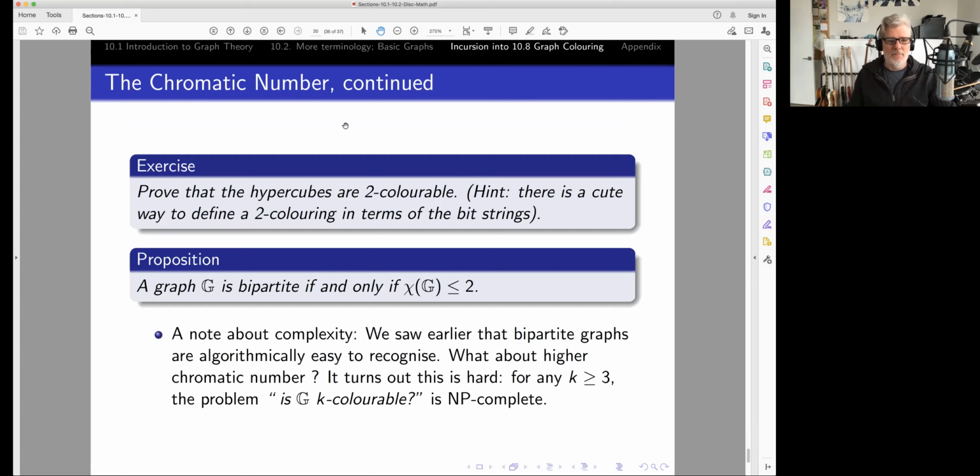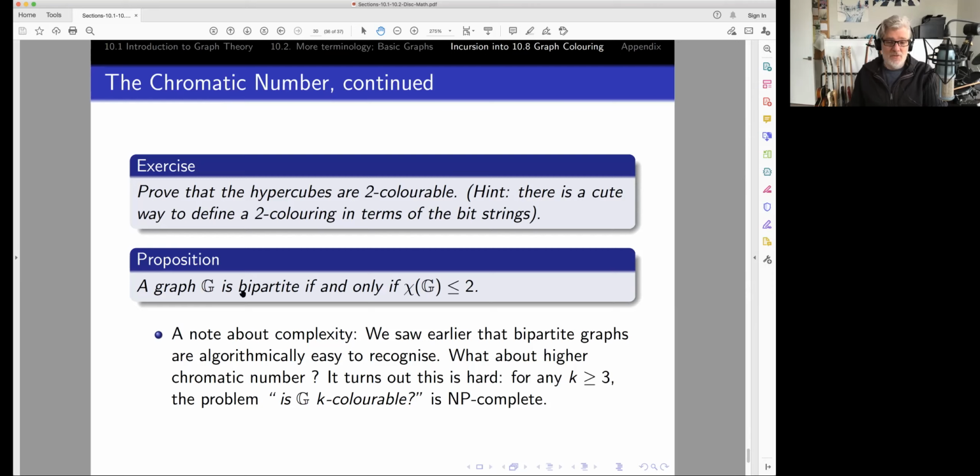Okay, chromatic number. So exercise: prove that the hypercubes are two-colorable. Basically you want to provide a two-coloring of any hypercube. The hint is that there's a very, very simple, cute way to determine the color you should give to a bit string. If you think about it a few minutes, you'll figure it out.